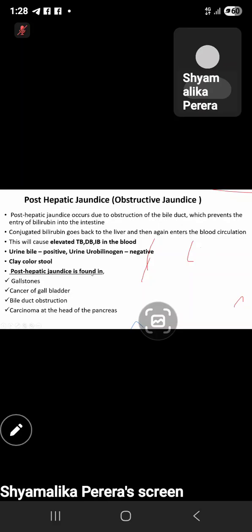This post-hepatic jaundice is mainly found in gallstones, cancers in the gallbladder, bile duct obstructions, and sometimes because of cancers present in the head of the pancreas, which will obstruct the common bile duct. In anatomy, the pancreas head is aligned close to the gallbladder and common bile duct. So sometimes cancers in the pancreas cause the obstruction.